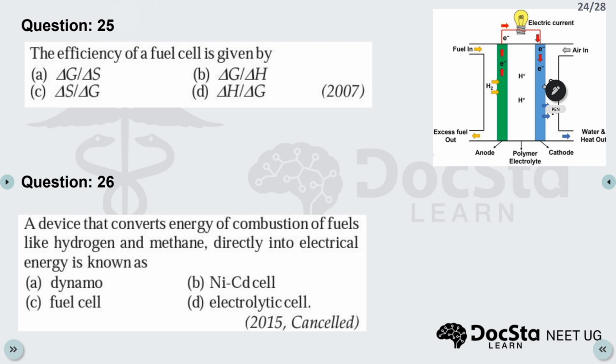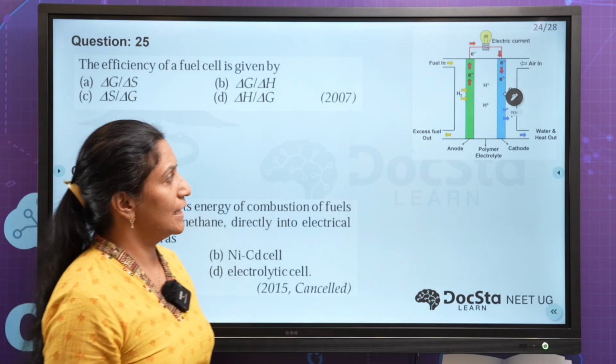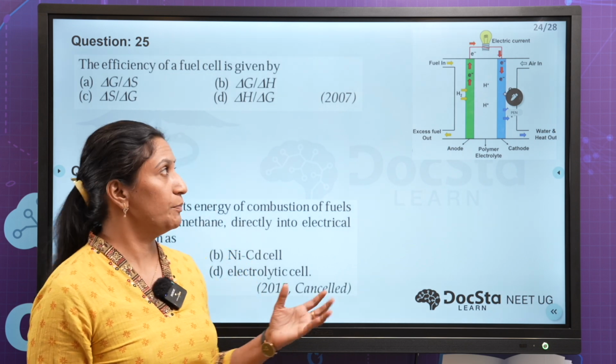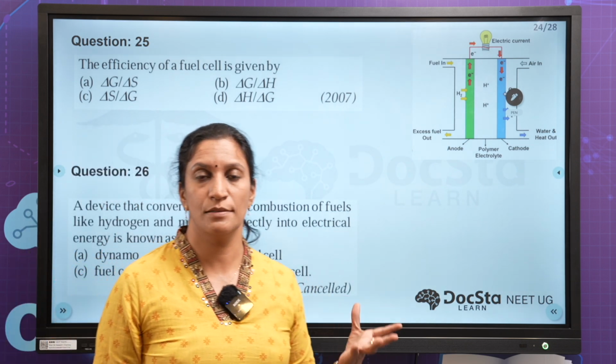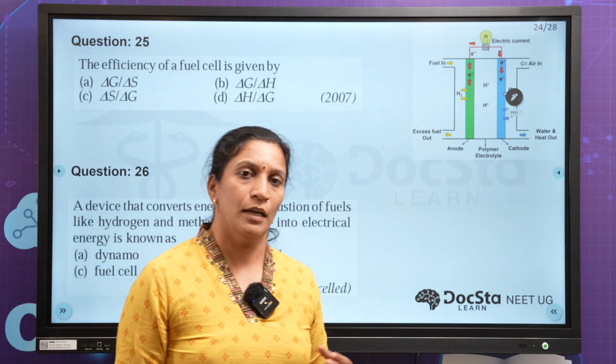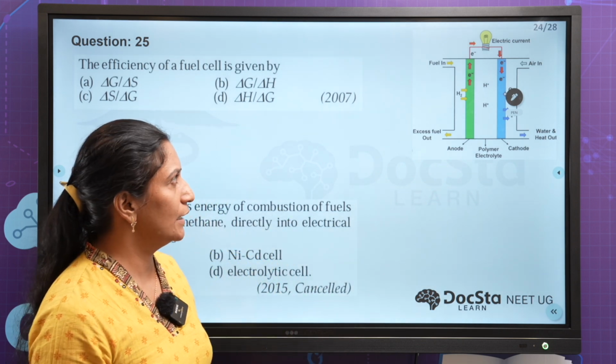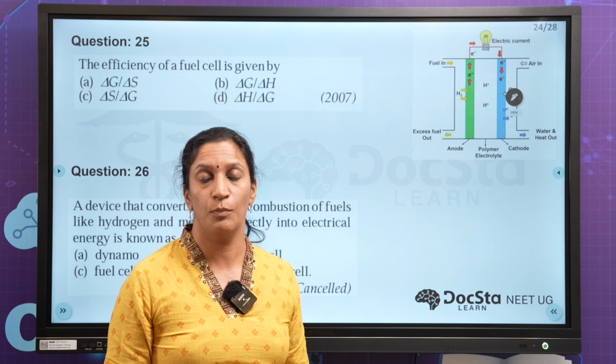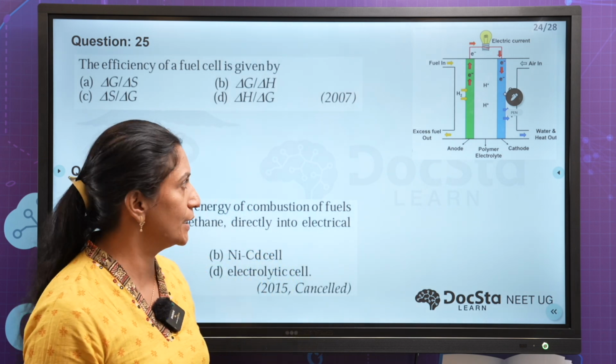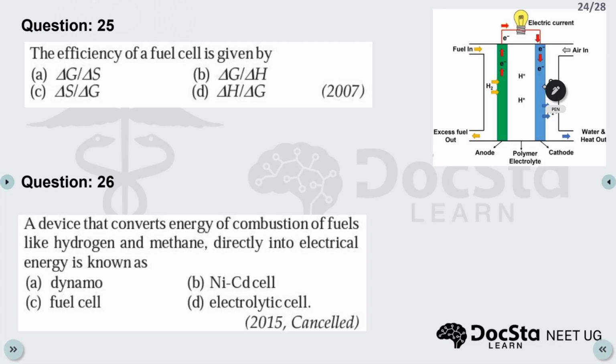Now the next question is the efficiency of a fuel cell. Fuel cells, we know, are cells which convert the energy produced by the burning of fuel. Cells that use the energy from burning fuels, we call fuel cells. We have to study the hydrogen-oxygen fuel cells, which were used in the Apollo space mission programs. So here the efficiency of a fuel cell is asked.